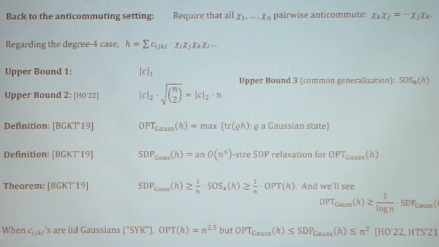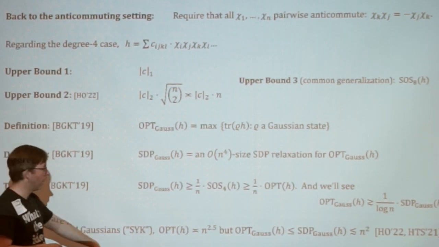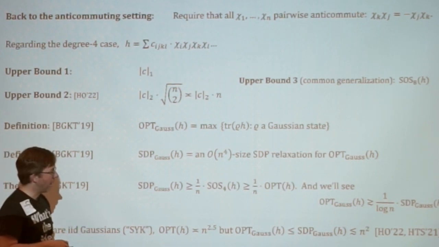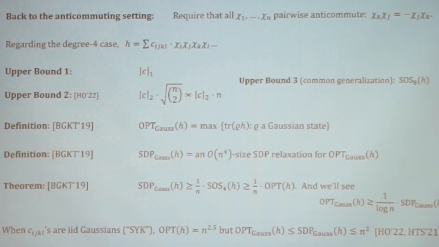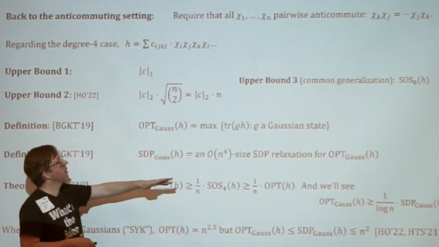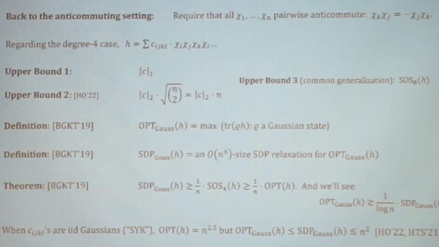For example, in the case where all these c_ijk are IID Gaussians, called the SYK model, the true optimum is like n to the 2.5, but the best Gaussian state only gets n squared. So they can differ by at least a square root of n factor. So at least for some kinds of Hamiltonians, it's not great, but maybe for other, simpler kinds of Hamiltonians, Gaussian states are a reasonable thing to study.